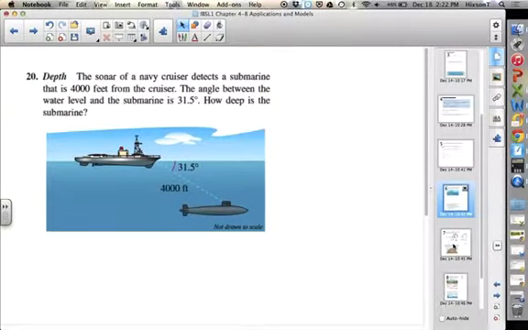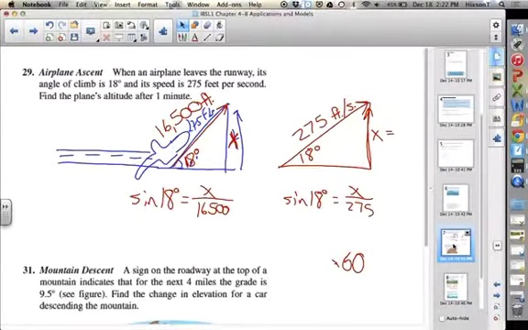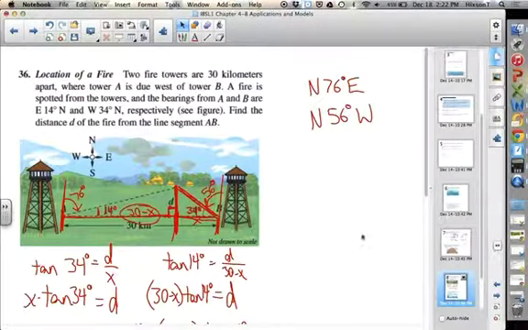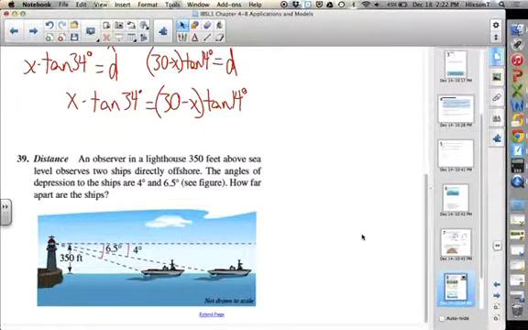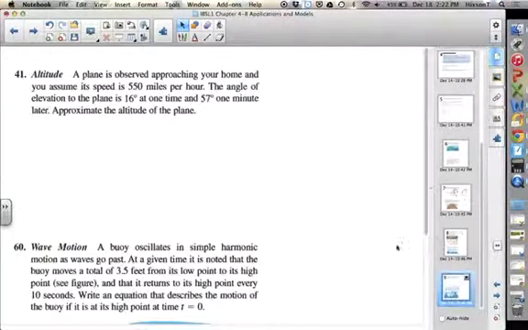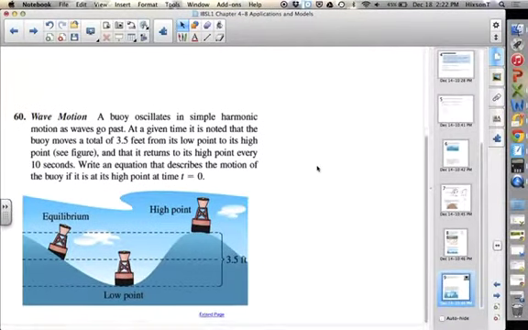We had this. We had an airplane, a mountain. We had the fire. We had the boats. I have the planes. And then we had another airplane one, and then the wave motion. We're gonna have to know that for the test. What's that? Harmonic motion.